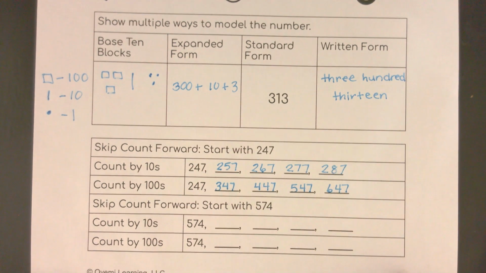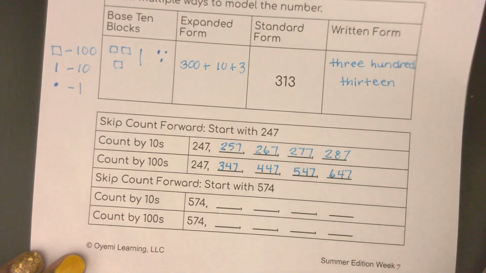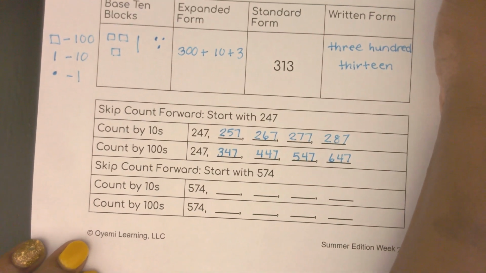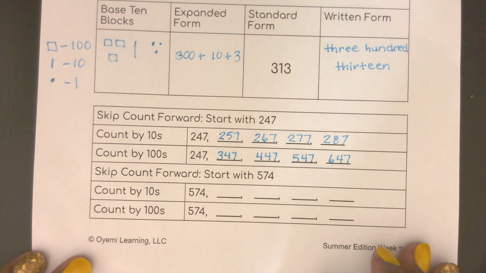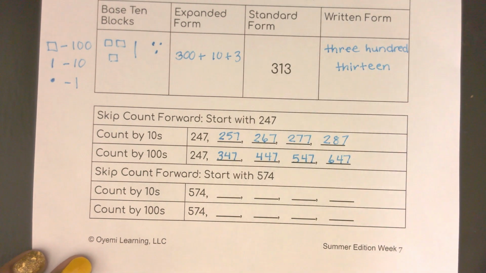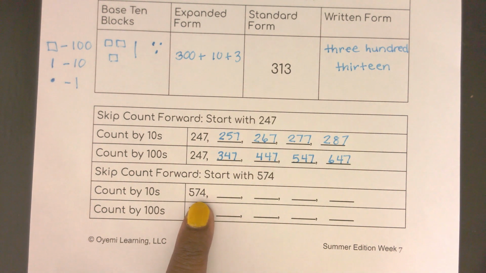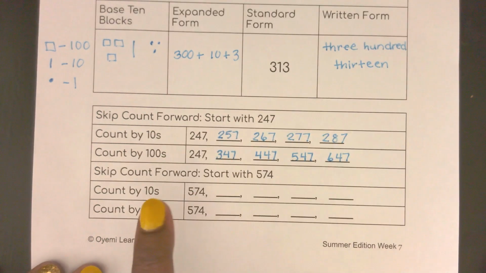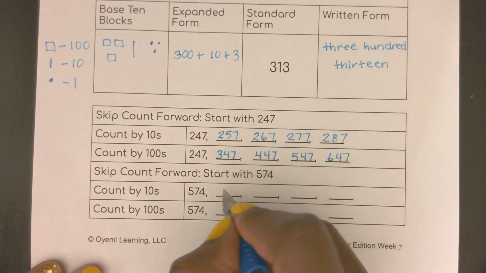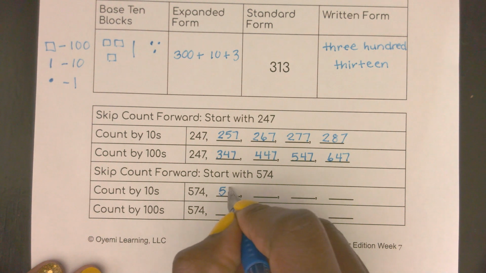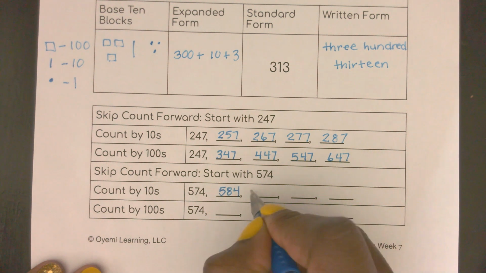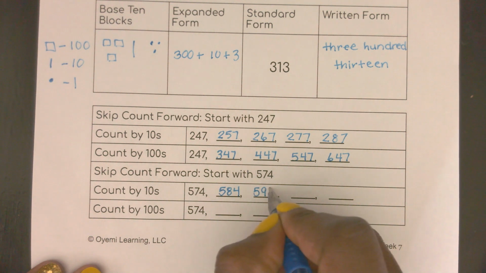So with the next one, this example is a little different because I'm going to cross over 100. I'll show you what that looks like. So here I have 574. That's pretty high up on the hundreds chart. See how it's 74? So if I'm counting by tens, I would count 584 and 594.